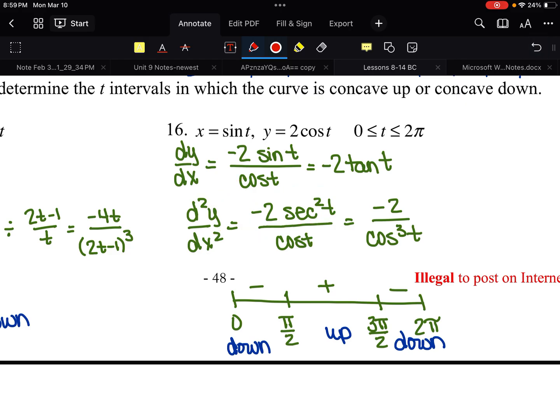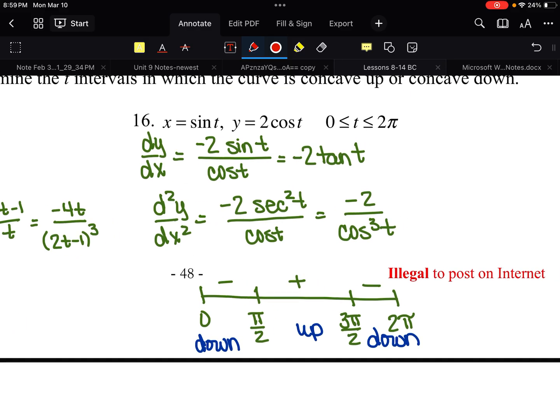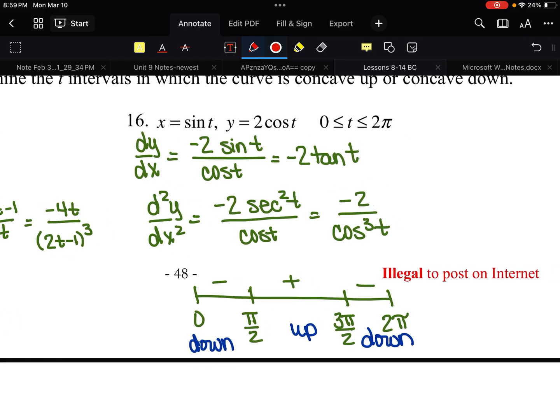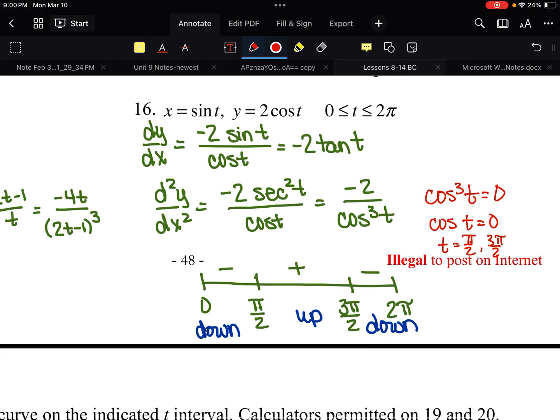So concavity changes when the second derivative is either 0 or undefined. This is never going to equal 0 because negative 2 can't equal 0. But it is undefined wherever cosine cubed is 0. So that would be where cosine is 0. And on the unit circle, the x-coordinate is 0 at pi over 2 and 3 pi over 2. So that's where I got my numbers on my number line. They gave us the interval 0 to 2 pi. So I've got 0, I've got 2 pi, and I've got my two possible points of inflection.